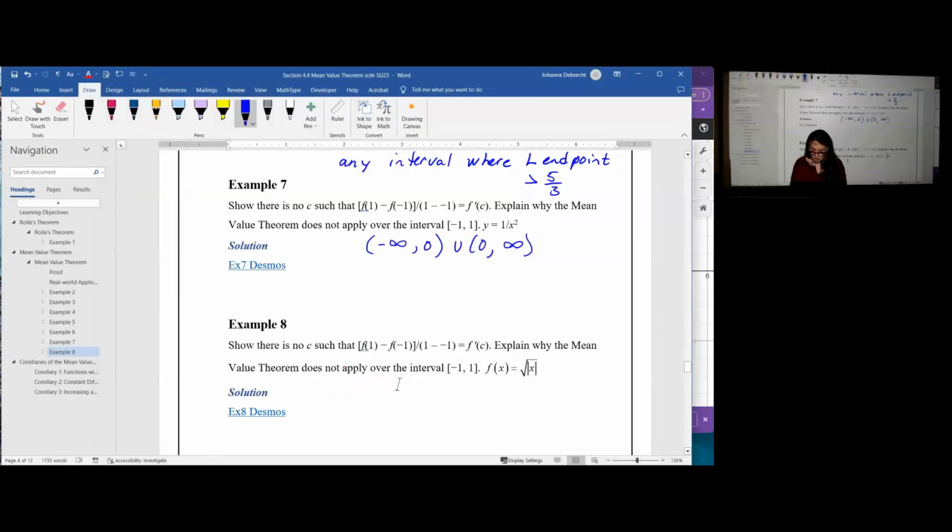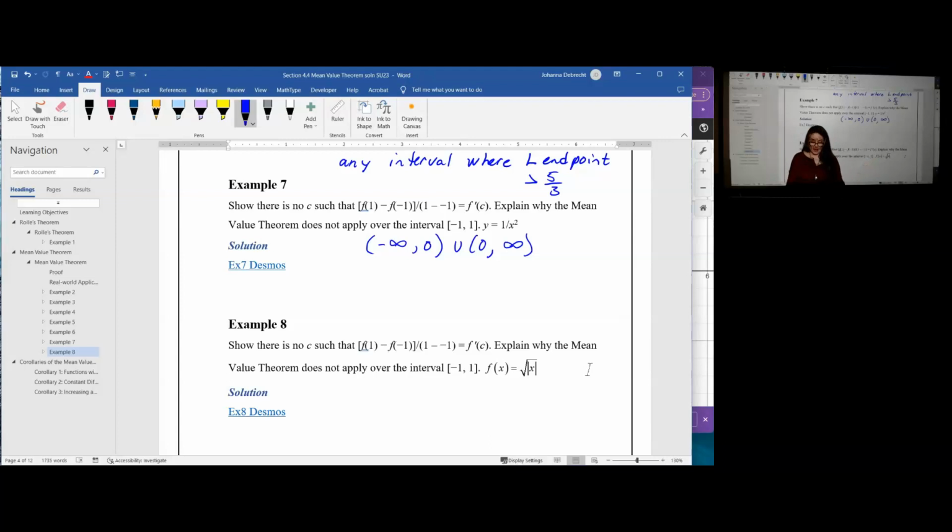Let's look at example 8. Example 8 is asking the same question. Why does the mean value theorem not apply over the interval from -1 to 1? The function has a domain of all reals because we have the absolute value of x under the square root. We'll force all of them to be non-negative. The domain is all reals. It's defined everywhere. Would there be a break in the graph?